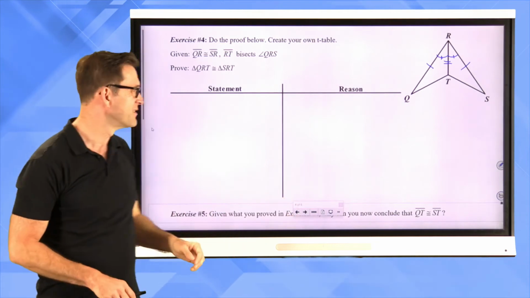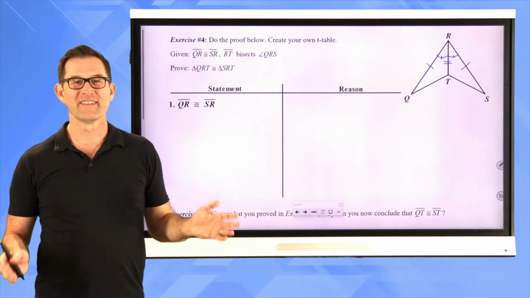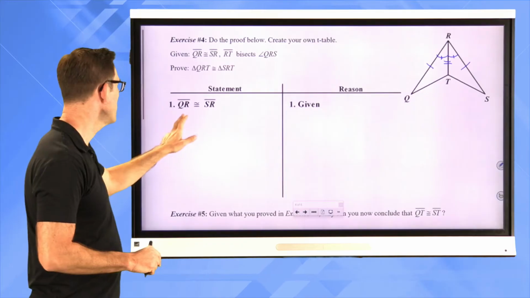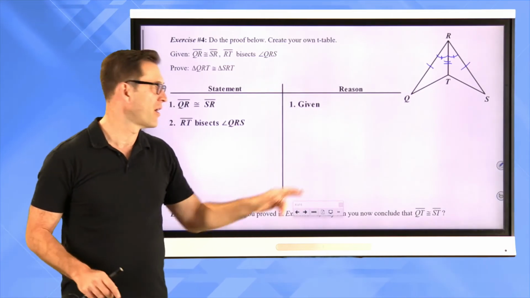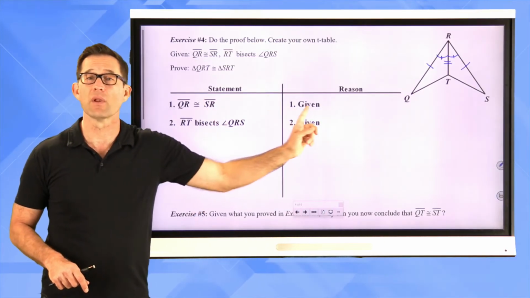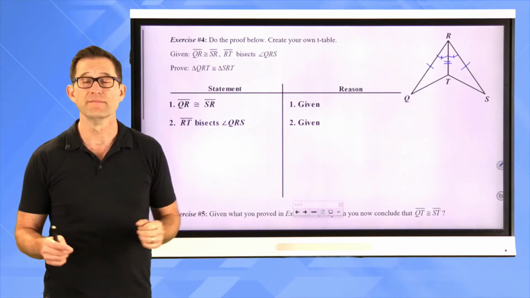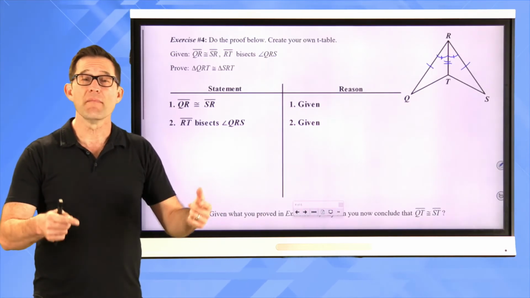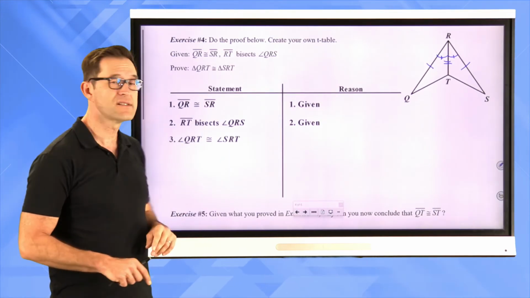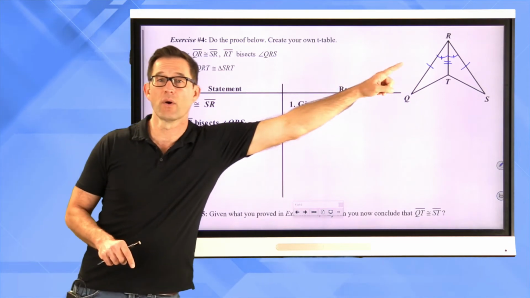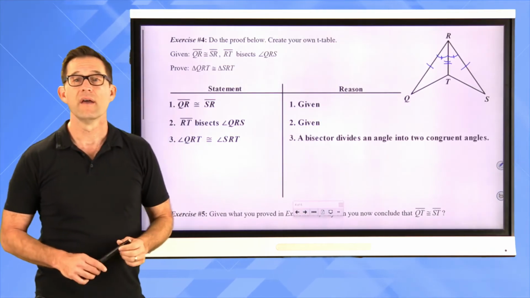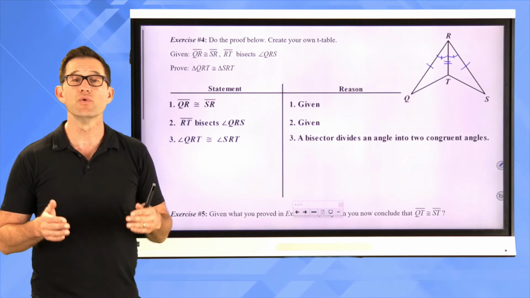Let's do our proof. Statement 1, QR is congruent to SR, not surprisingly, given. Let's get that second given down. RT bisects angle QRS, also given. Now, just like before, if you really wanted to, you could lump both of these in the same line, and as their reason, you could just say given. Now we start to make inferences from those givens. So right away, let's get something down here. Angle QRT is congruent to angle SRT, and that is, of course, because a bisector divides an angle into two congruent angles.